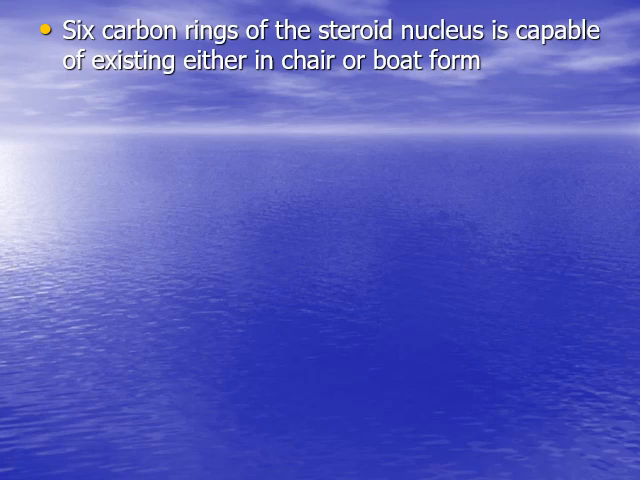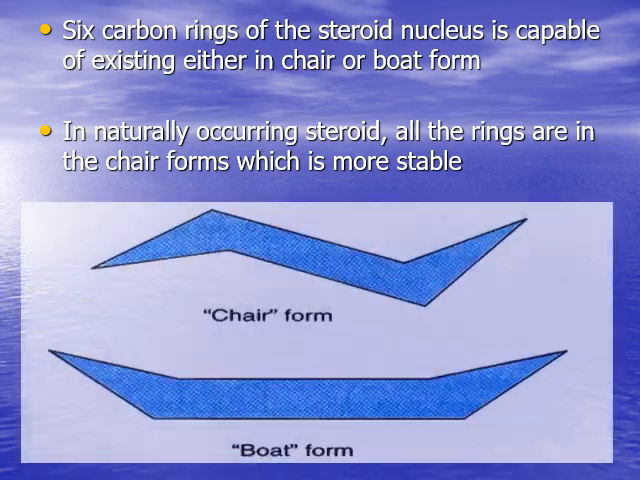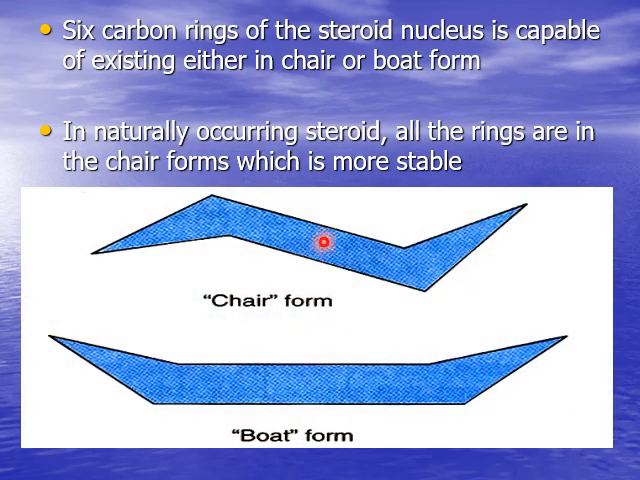The 6 carbon rings of the steroid nucleus are capable of existing either in chair or boat forms. In naturally occurring steroids, all the rings are in the chair form, which is more stable. So this chair form is more stable than the boat form.